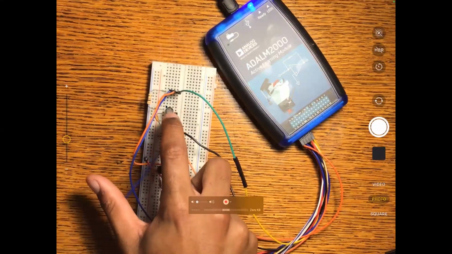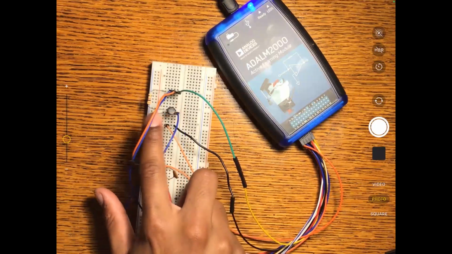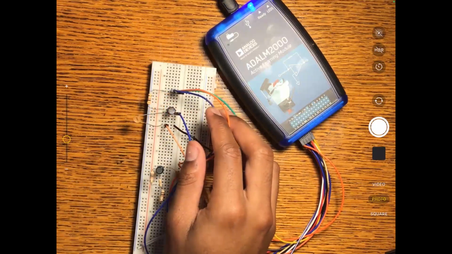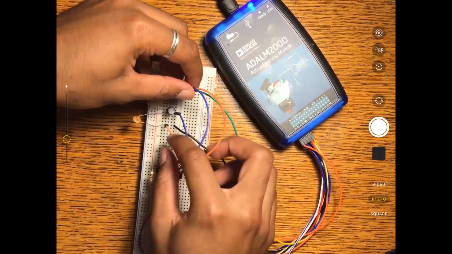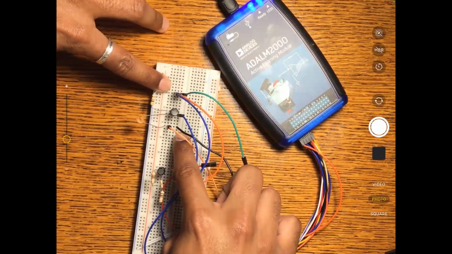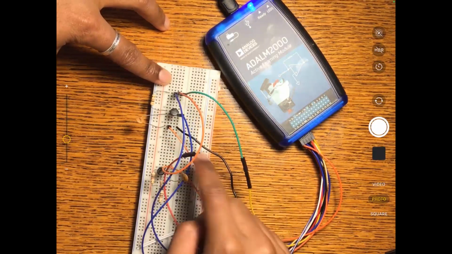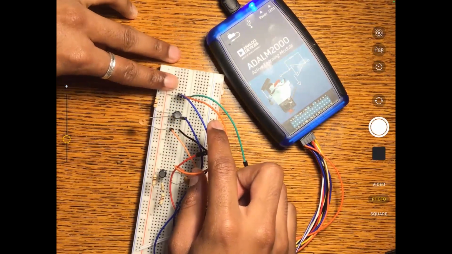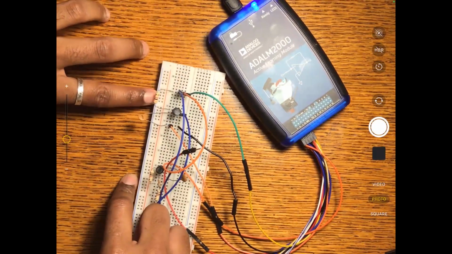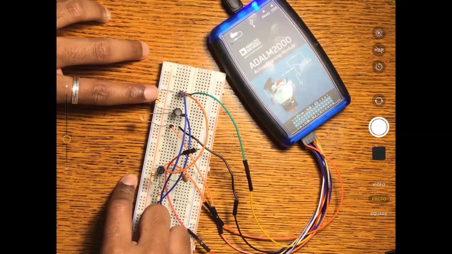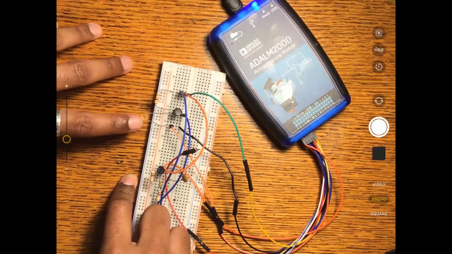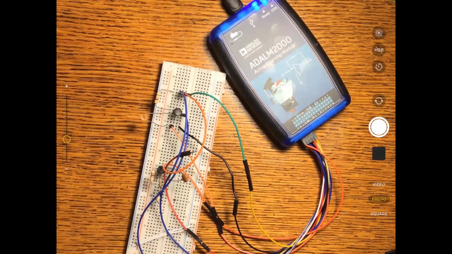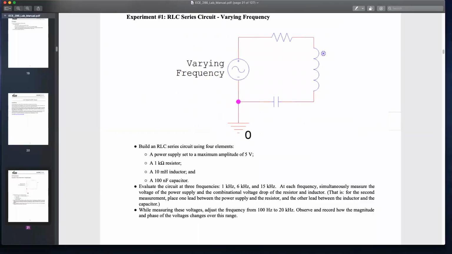So here's my circuit. This little circular looking device is my inductor. This is my capacitor. I have my channel 1 connected across my supply, and my supply is coming from that green cable, and then my ground is the black cable. Channel 2 is measuring that combination of voltage drop across the resistor and inductor. For this experiment, I replaced my resistor with a 3K resistor, and my capacitance and inductance are the same as instructed in the lab manual. And I'm just going to measure the voltage drop specifically at 6K.